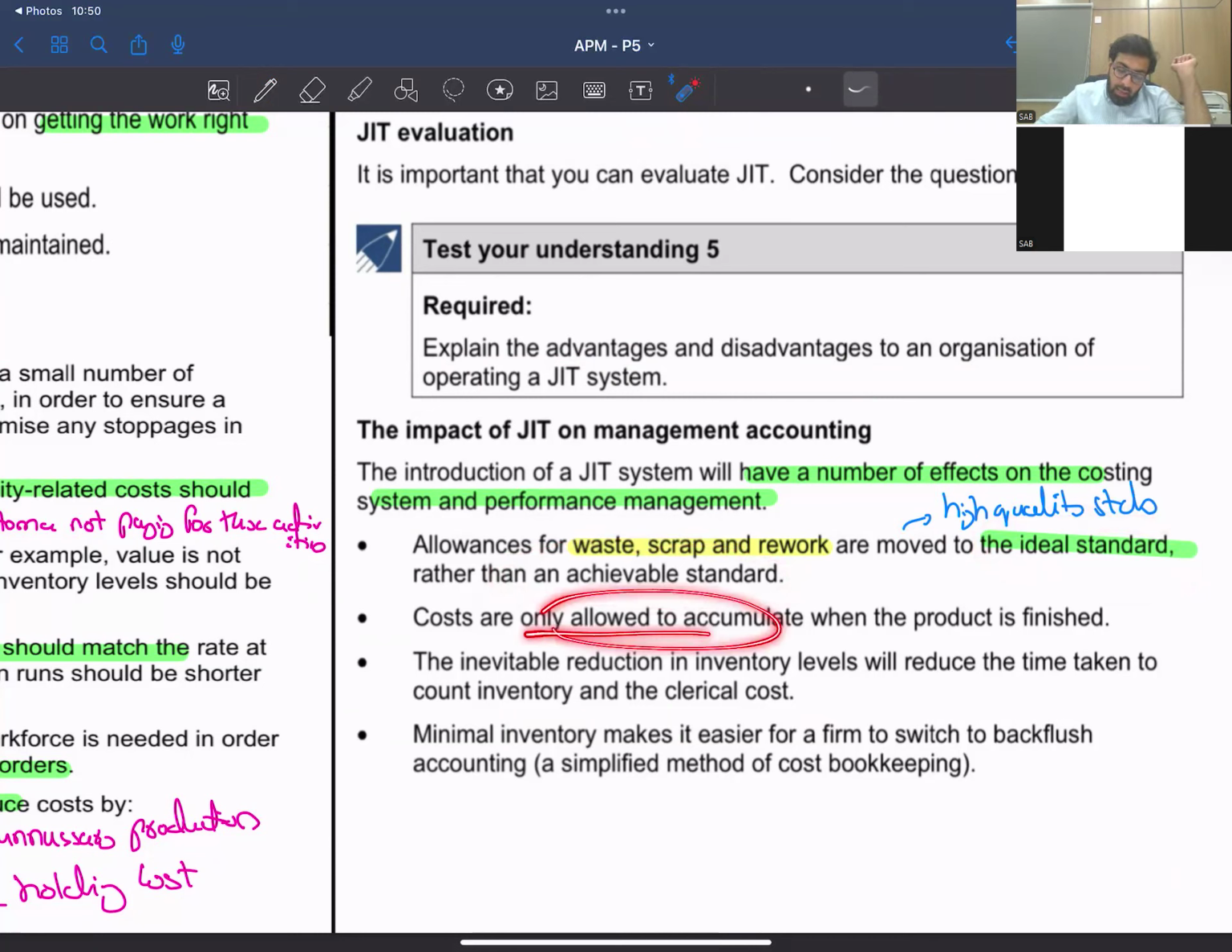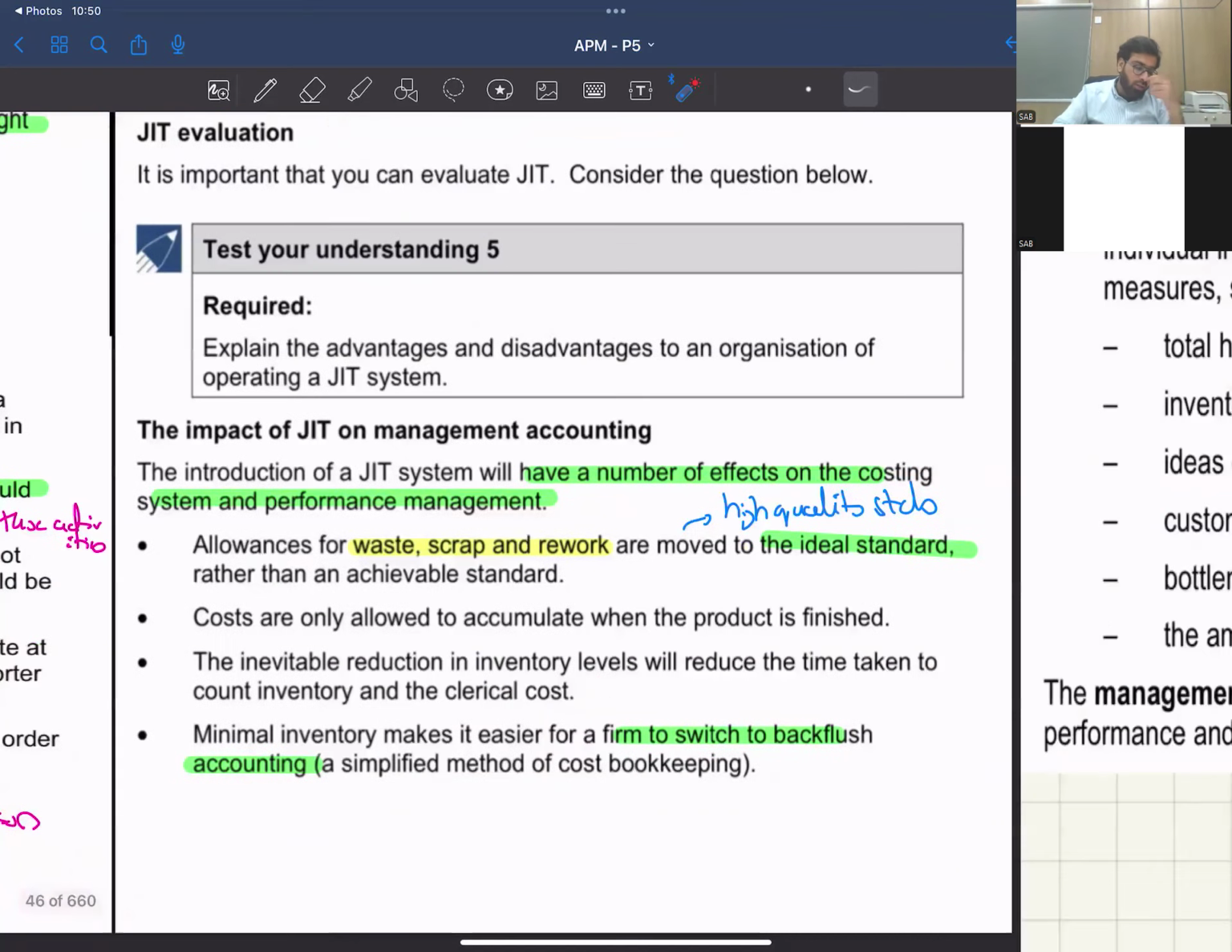Similarly, costs are only allowed to accumulate when the product is finished. The inevitable reduction in inventory levels will reduce the time taken to count inventory and the clerical cost. Minimal inventory makes it easier to switch to backflush accounting, right? So if there's lesser inventory, the accounting is easier. You don't have to apply IAS 2, lower of cost or NRV. You just have to simply account for these, right?